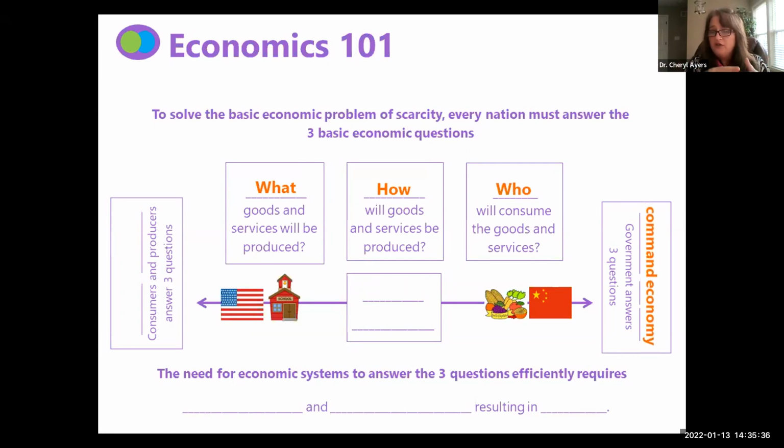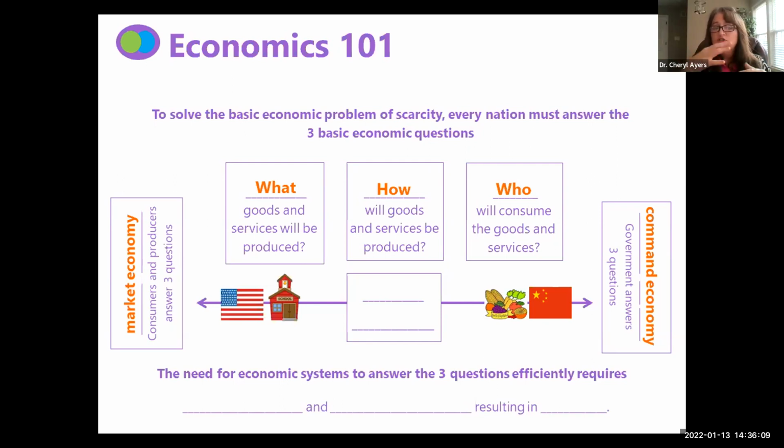So if you look on the right there, if you're in a command economy, the government answers these three questions for the people. And this is theoretical, so exceptions to all rules. In the United States, we're still predominantly a market economy, although we do have things like public education that the government makes decisions about. But generally speaking, when consumers and producers vote for products by using their dollars to pay for them, we tell producers, hey, make more of this, or hey, you need to go out of business, creative destruction, what we call it.